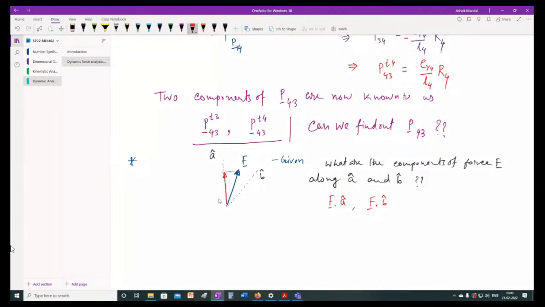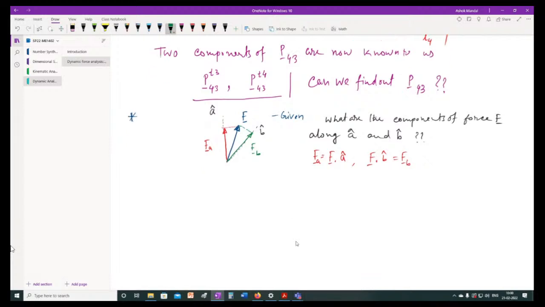Let us call it FA. And this is FB. So how to get FB? You will draw another perpendicular. And this is FB, right? Okay, is it fine? Yes, sir. This is the way we get the component of a force.